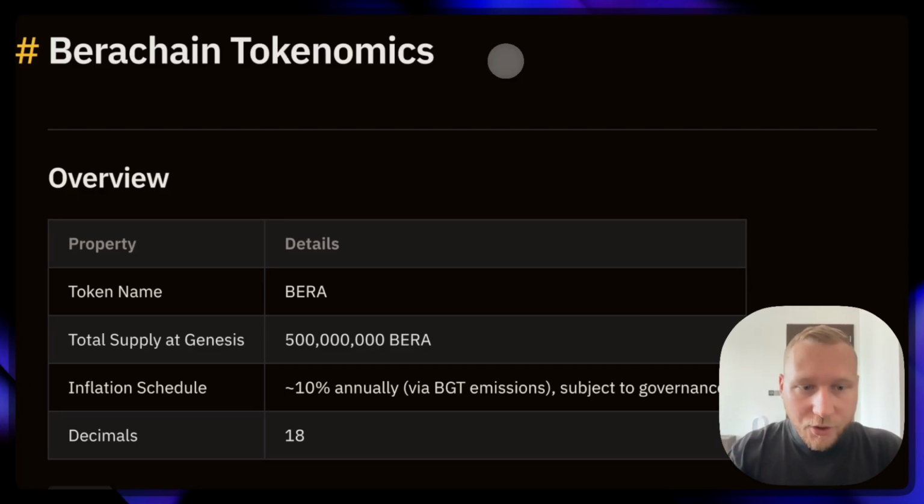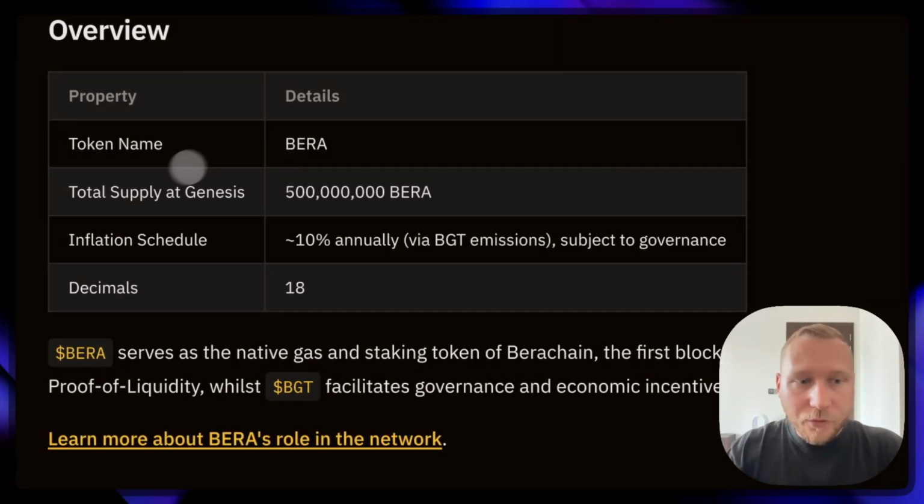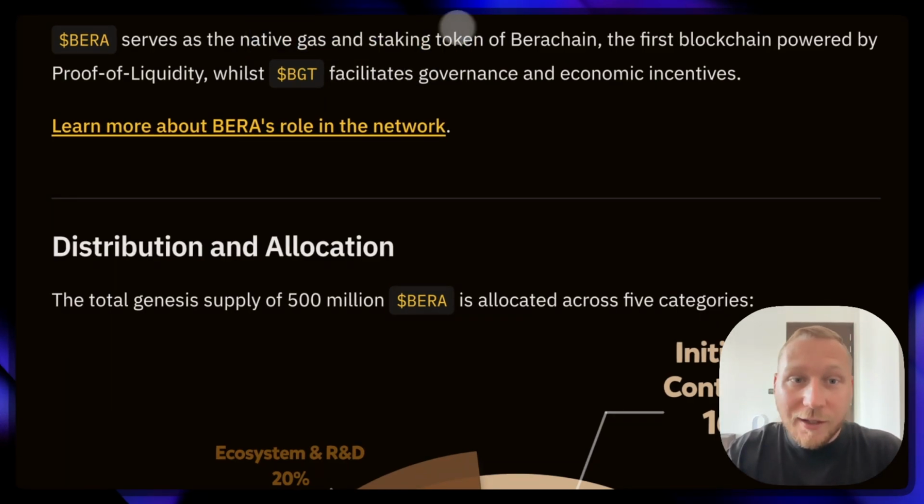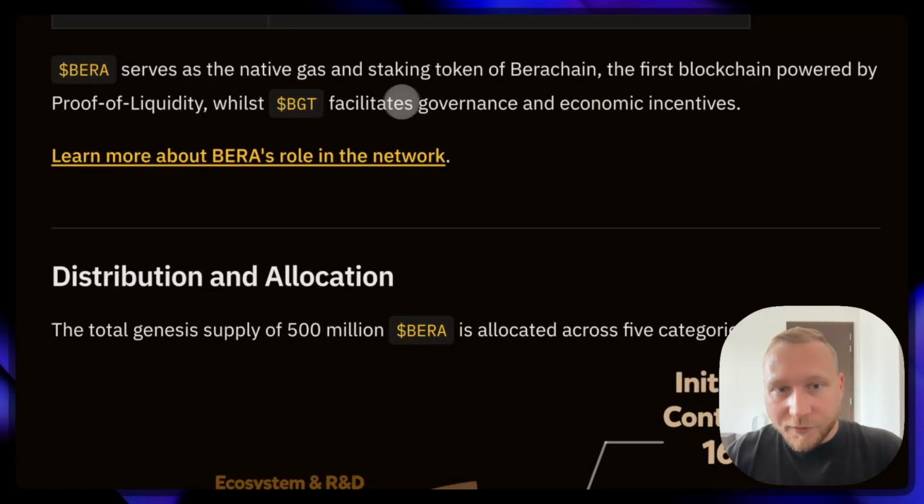Looking closer into Berachain tokenomics, the ticker is BERA. Total supply at genesis is 500 million, of which there is a 10% annual inflation via BGT emissions, which is all subject to governance. The core utility of Bera is that it serves as a native gas and staking token. Remember, staking in the context of validators activating their validator node, while BGT is there to facilitate governance and also economic incentives.